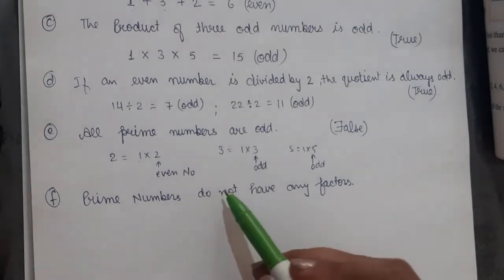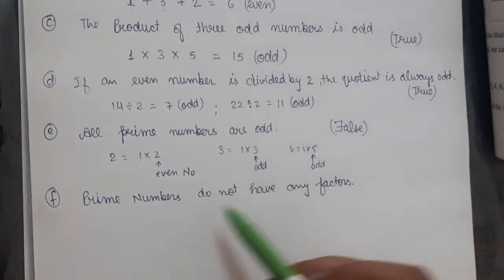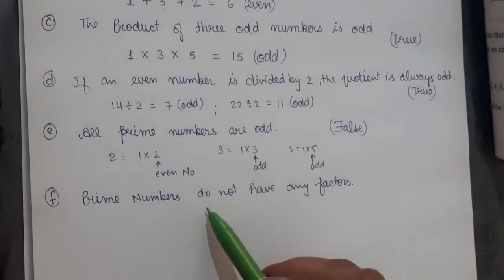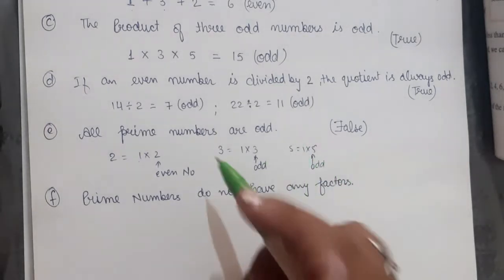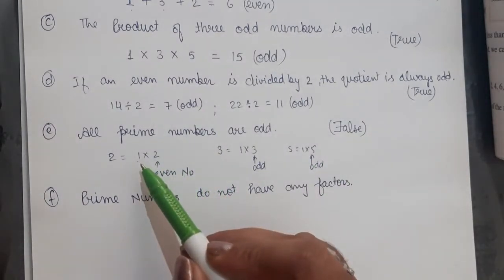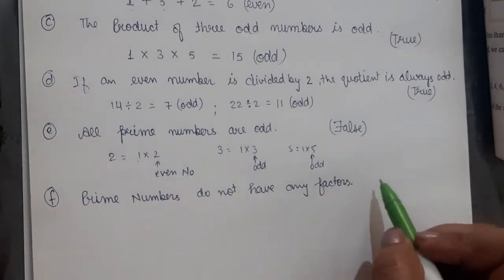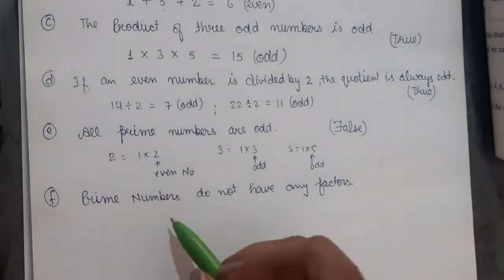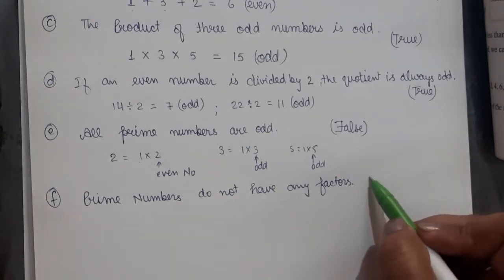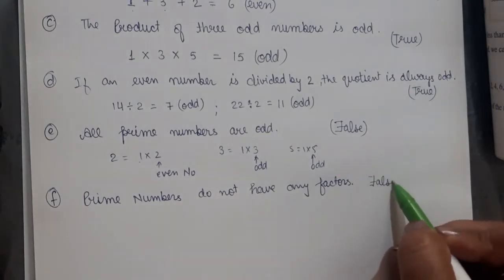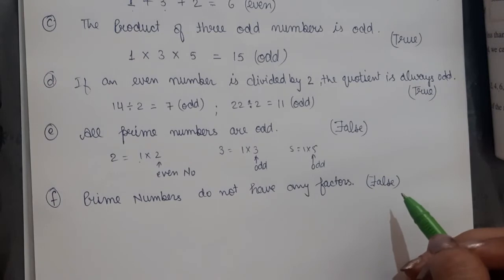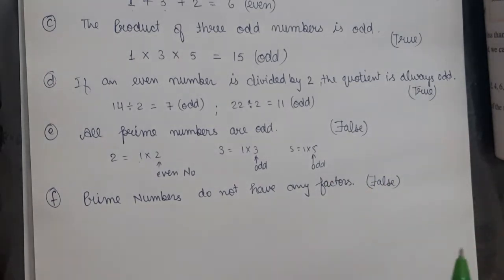So come to the F part of the true false. Again this is a false statement. Why? Because every prime number has at least 2 factors. The first one is 1 and the other is the number itself. So every prime number has 2 factors. So it is a false statement, because they have 2 factors, 1 and the number itself.